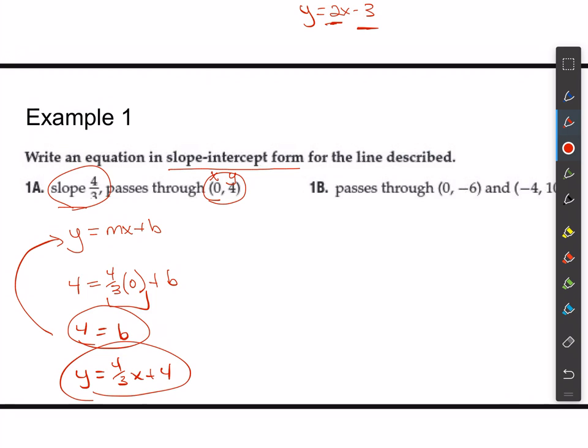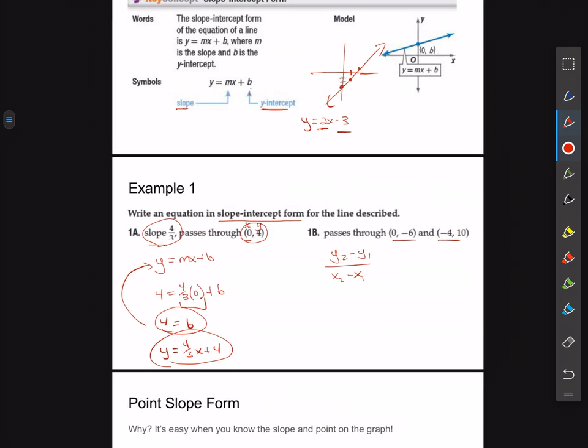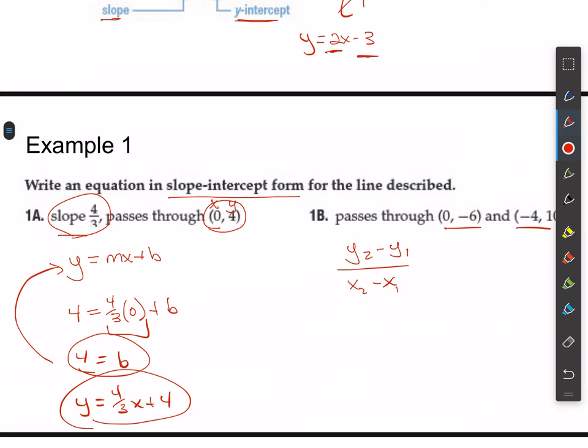1b makes you go through one more hoop, because they give you 2 points. You guys should be able to find the slope of a line that goes between any 2 points. If that's a stretch for you, I will review it here. It's just the change in y over change in x, the difference of the y's over the difference in the x's. I don't know if you guys can see that okay. Anyway, that's a 10 over there.